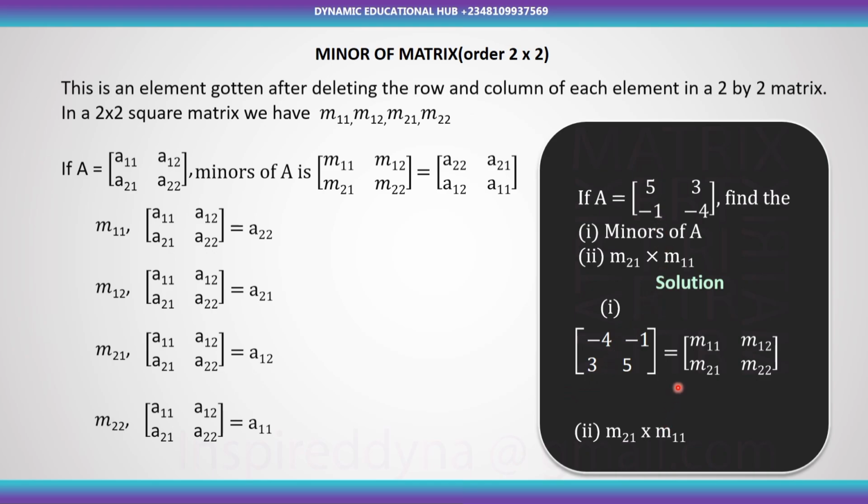The second question, we want to find the value of M21 multiplied by M11. Let's look at the values that correspond with this. For M21, it is 3. For M11, it is minus 4. Let's multiply them together. 3 multiplied by minus 4 equals minus 12. That is how to find minor of 2 by 2.